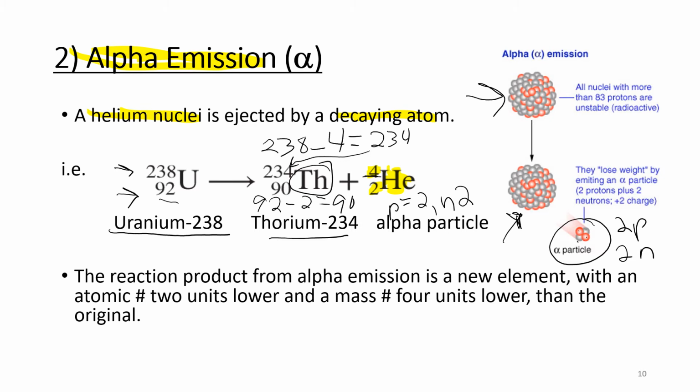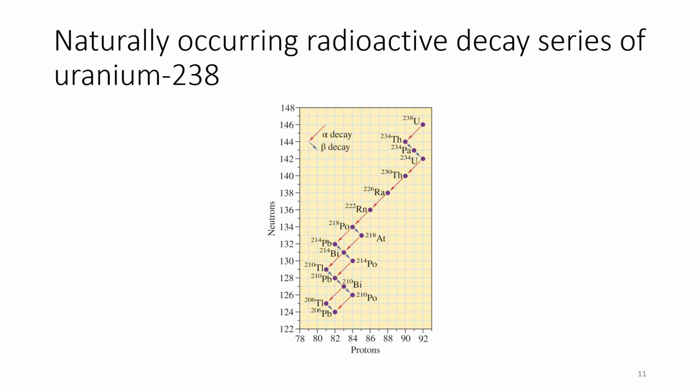So an overview here to show you whenever you're doing alpha emission: the new product that you're creating is always a new element. The atomic number is always going to be 2 less than what you started with, and the mass number will always be 4 less than the original radioactive isotope you started with. Here we can see uranium-238, which we said is a radioactive isotope, decaying to thorium-234.